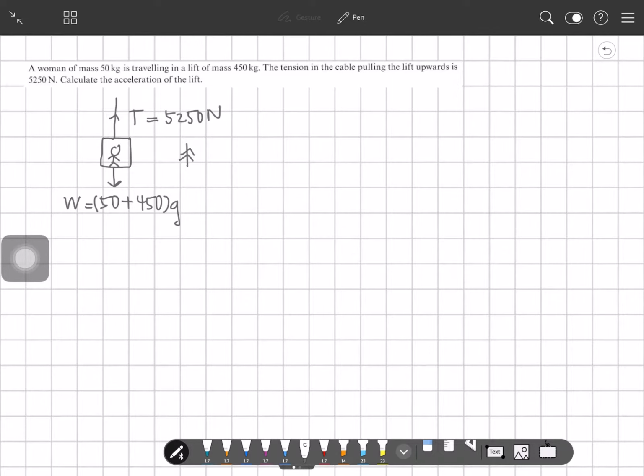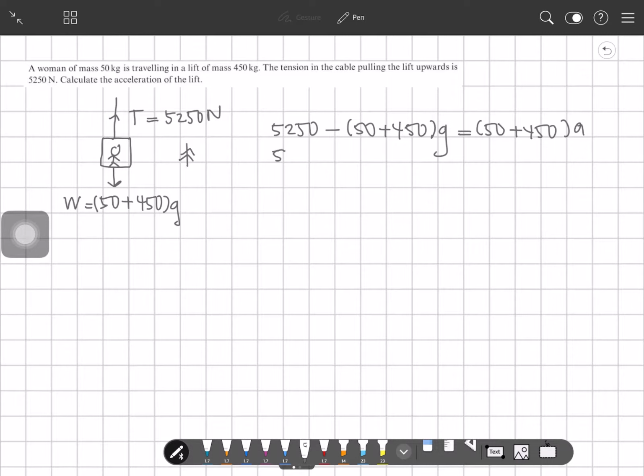So we take the value of tension as a positive value, and the total weight as a negative value. Now let's write the equation of force using Newton's second law. We have 5250 minus (50 plus 450) times g equal to (50 plus 450) multiplied by the acceleration.